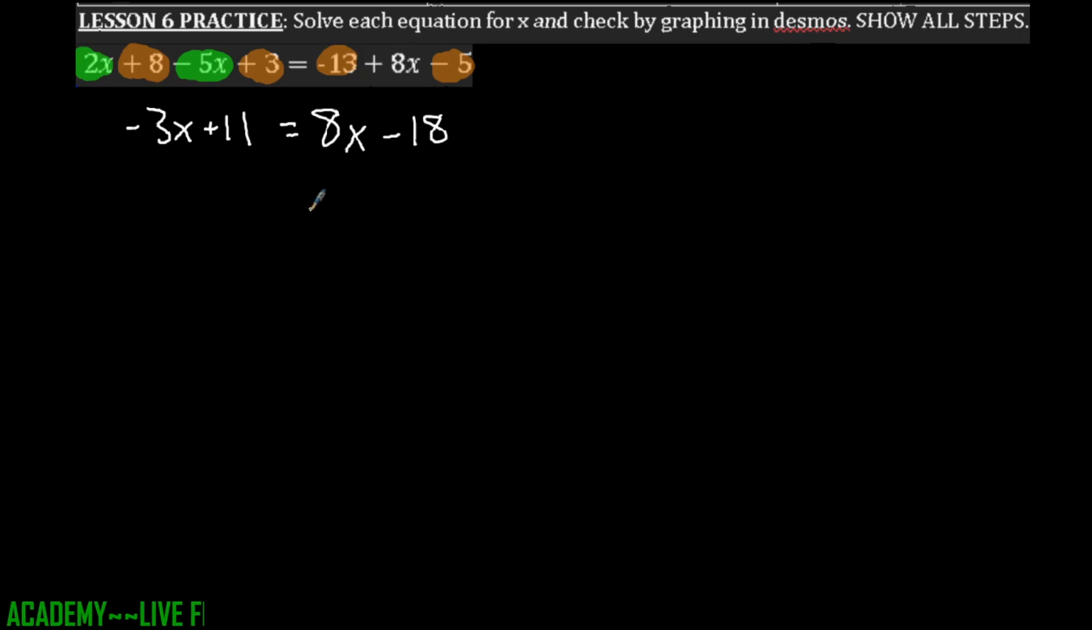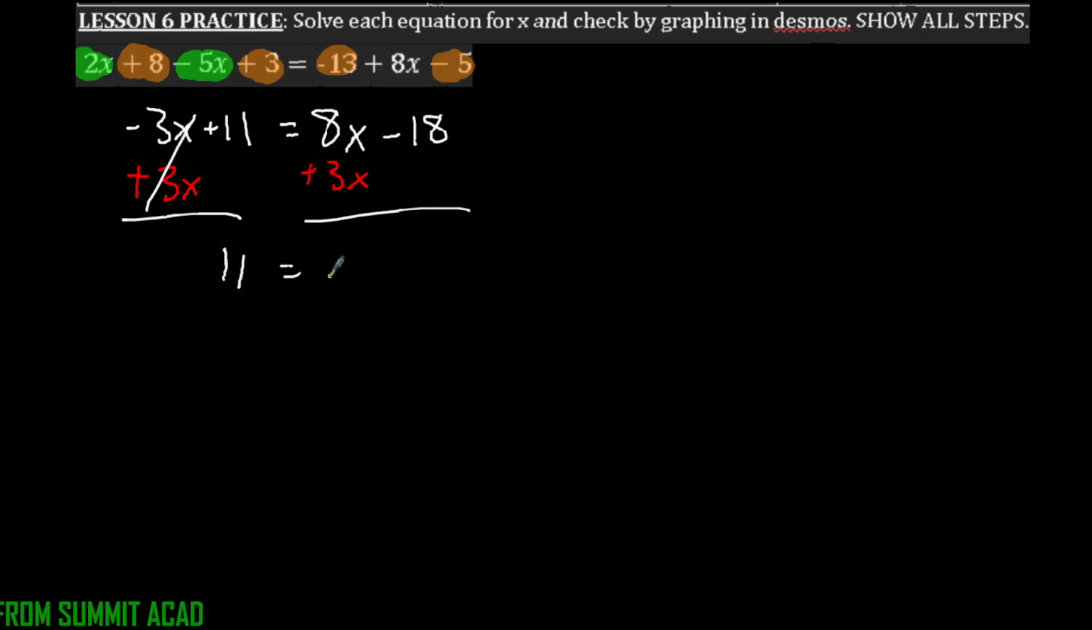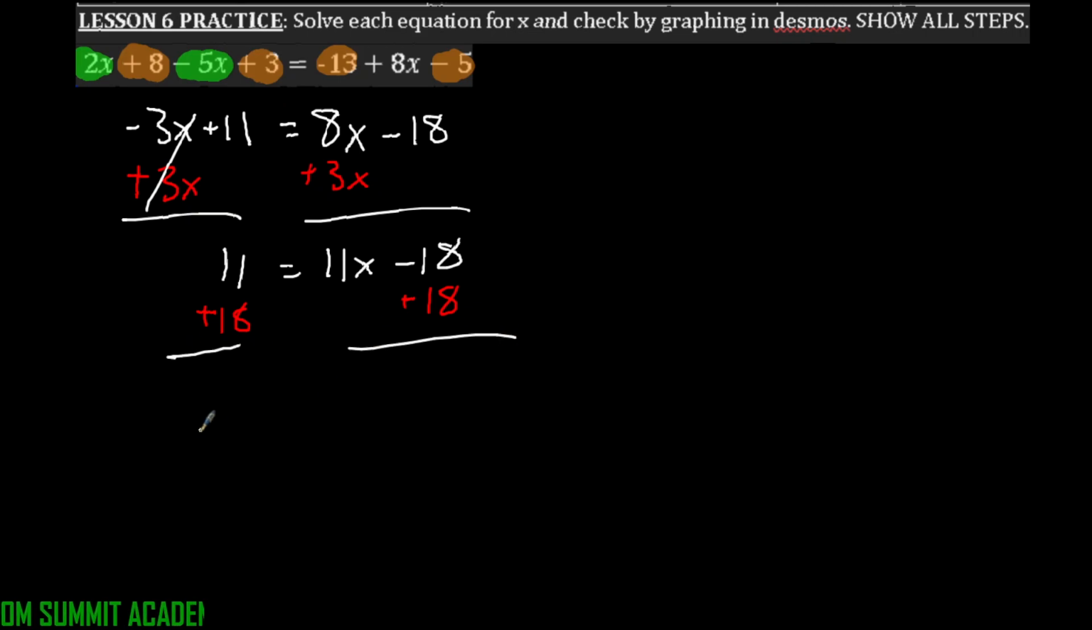Make sure you can add the opposite to both sides. So I'm going to add 3x to both sides. And so the left side cancels out, 11 comes down. This is going to be 11x minus 18. Make sure you can add the opposite to both sides, so I have plus 18 to both sides. And so this is going to be 29 equals 11x. And my last step is to divide both sides by 11 to get my answer.